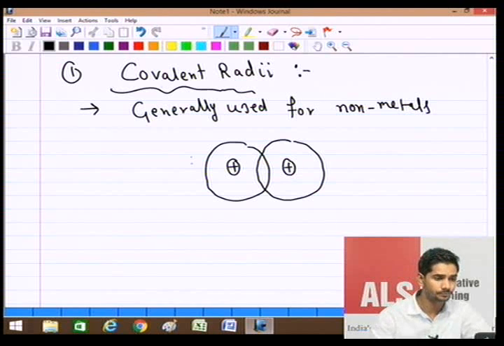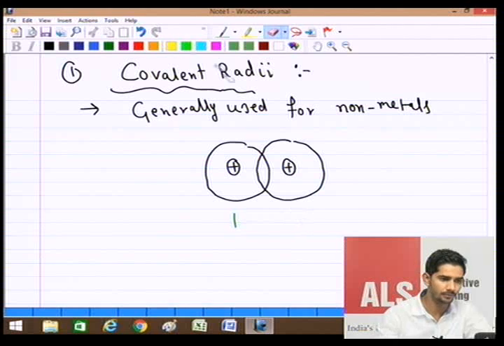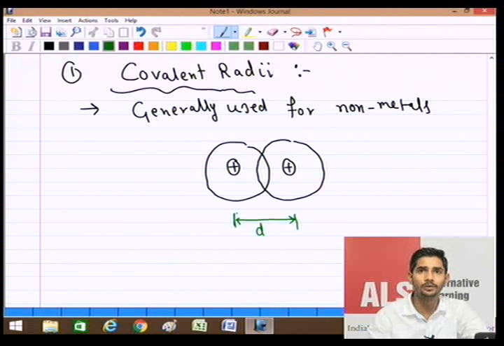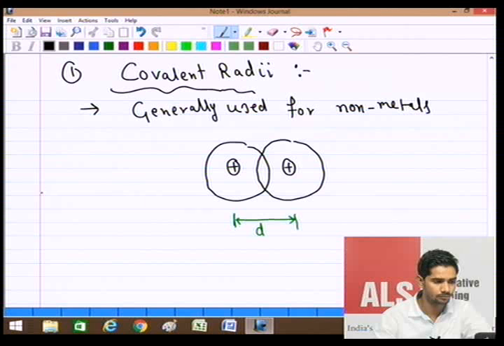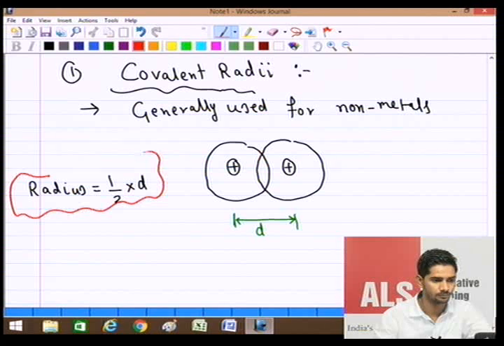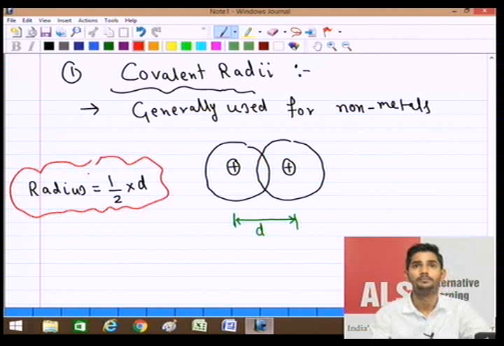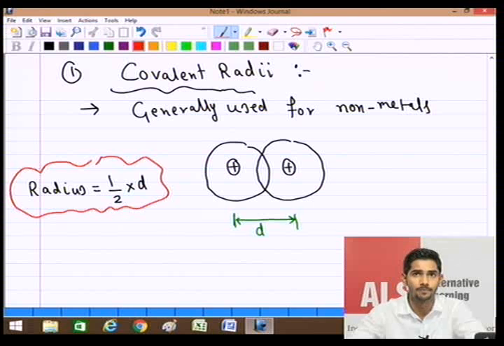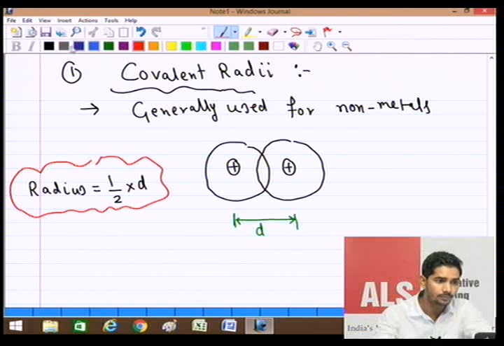This is a covalently bonded atom forming a molecule, and this is the distance D. If I have to calculate the covalent radii for this one, the radius would be half of D. So we can define it as half of the internuclear distance of two covalently bonded atoms in a molecule. I'm writing the definition as well. You can copy along with me.